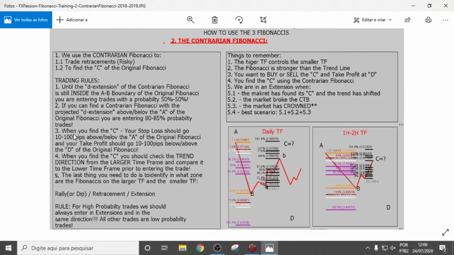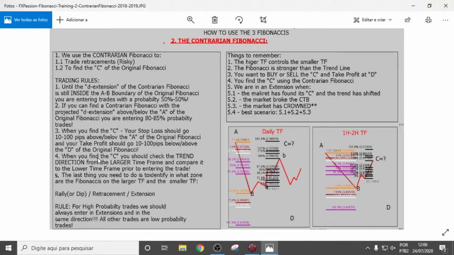Number 3, when you find the C, your stop loss should go 10 to 100 pips, it depends how many decimal points your broker has, above or below the capital A of the original Fibonacci, and your take profit should go 10 to 100 pips below or above the capital D of the original Fibonacci.